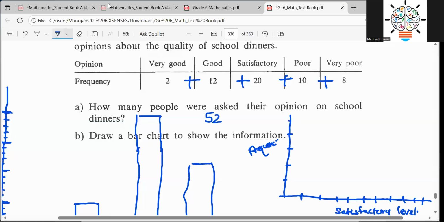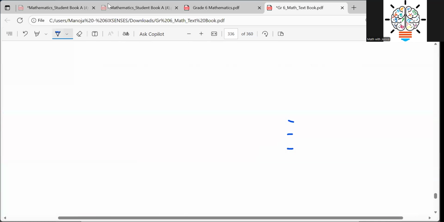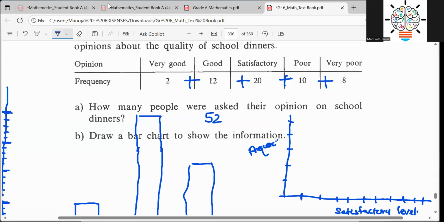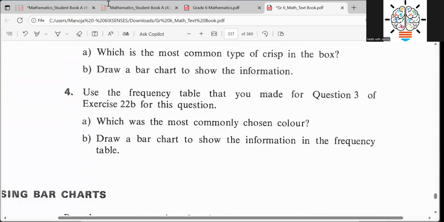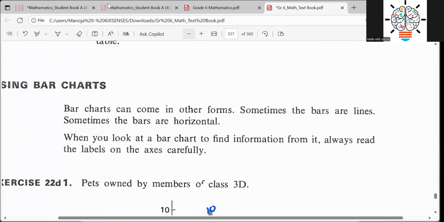The important thing, you want to name the horizontal axis and the vertical axis, and then you want to keep the same distance in between the bars, and the height of the bar will always be equal to the frequency. Hope all of you understood, this is not a hard lesson, children. So we can quickly move to the next part.